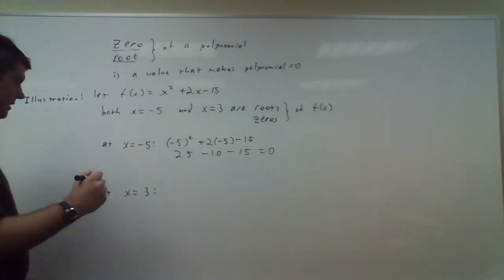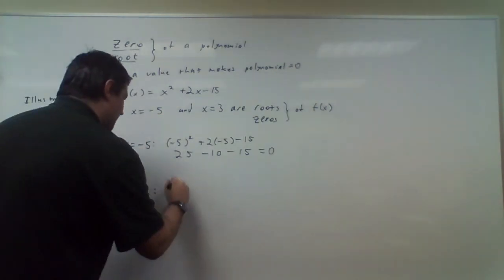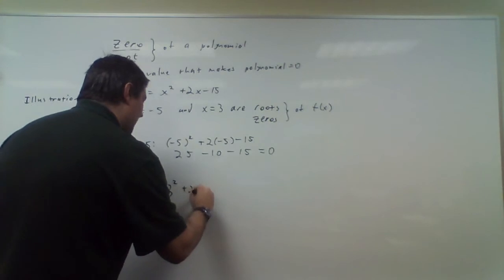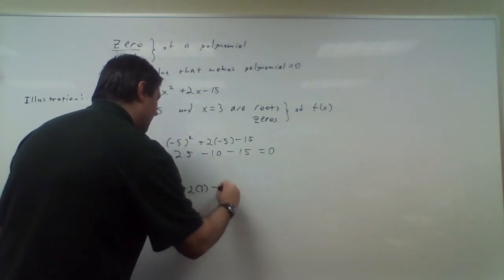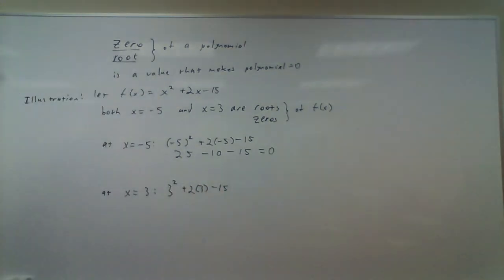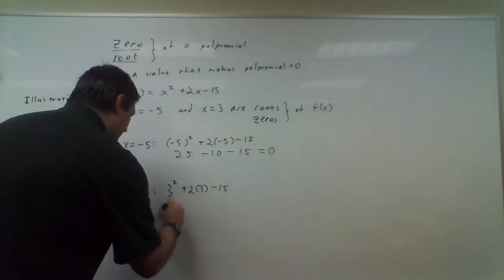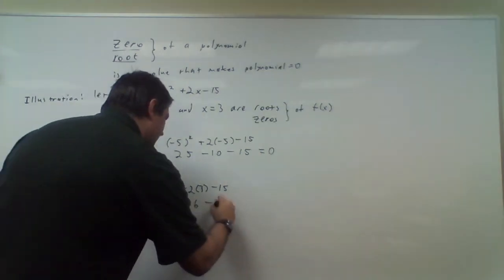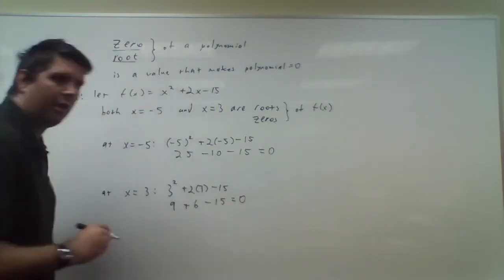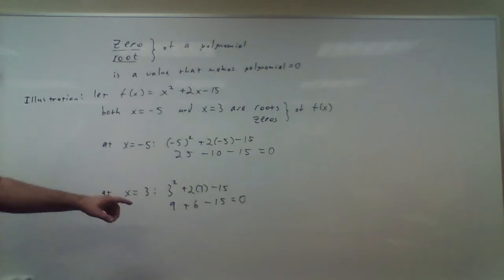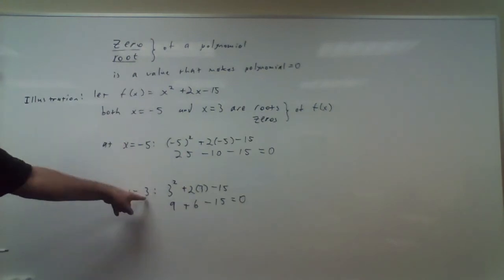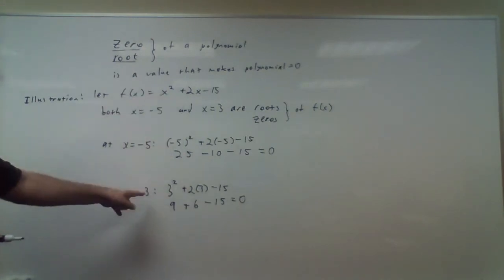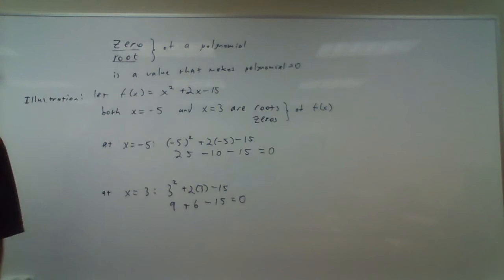Okay? If I do 3, that's going to be 3 squared plus 2 times 3 minus 15. Okay? 9 plus 6 minus 15 is 0. So that is also a 0 of this polynomial. This is a root of this polynomial. Okay?